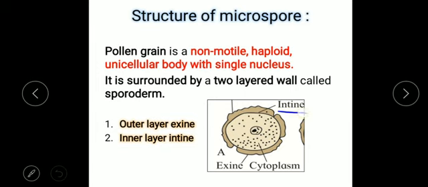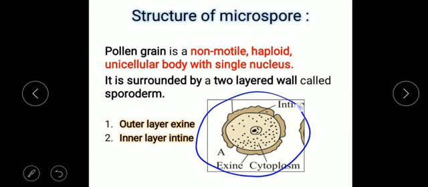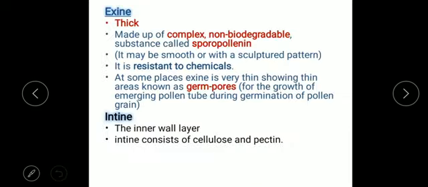The next layer, internal to the exine, is the intine, which is thin and smooth. Finally, the intine encloses the mass of cytoplasm, and it has the nucleus inside it. So this is the structure of the individual pollen grain. Now, coming to the layers of exine and intine in detail.